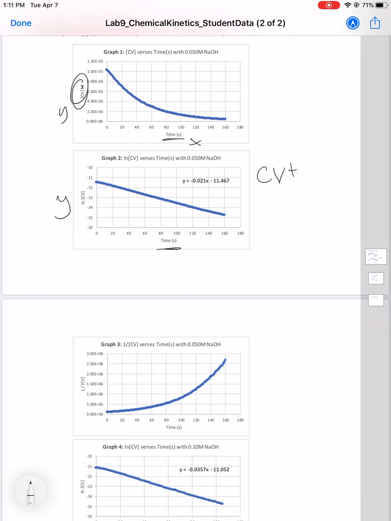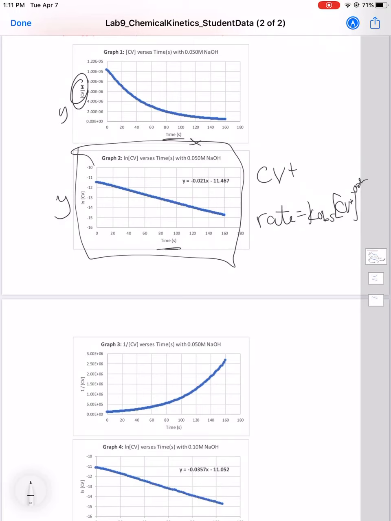So what we're finding is that rate is equal to k observed times the concentration of CV+ raised to whatever order it is. And you can determine the order from which graph is straight. We see graph 2 as a straight line, so we'll want to figure out which order that natural log of the concentration corresponds to.